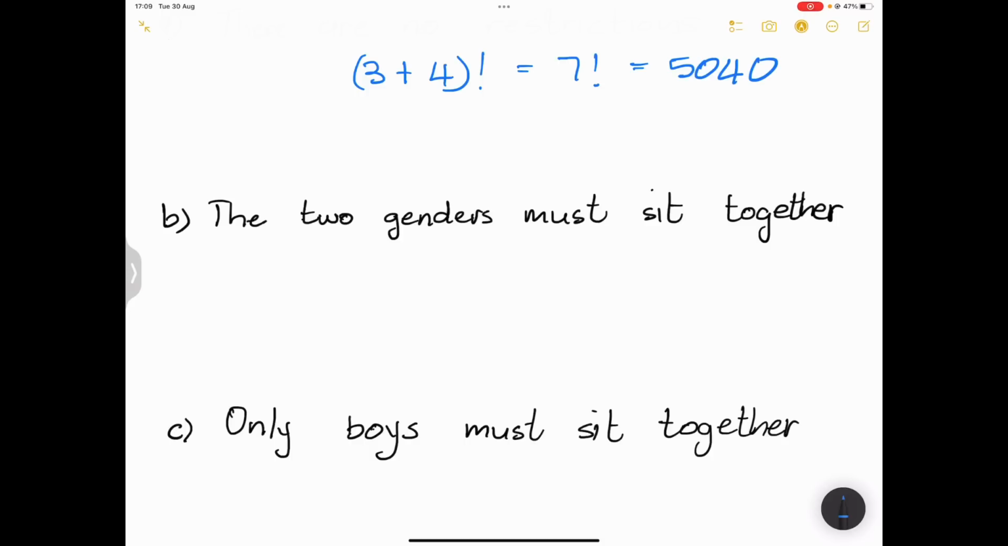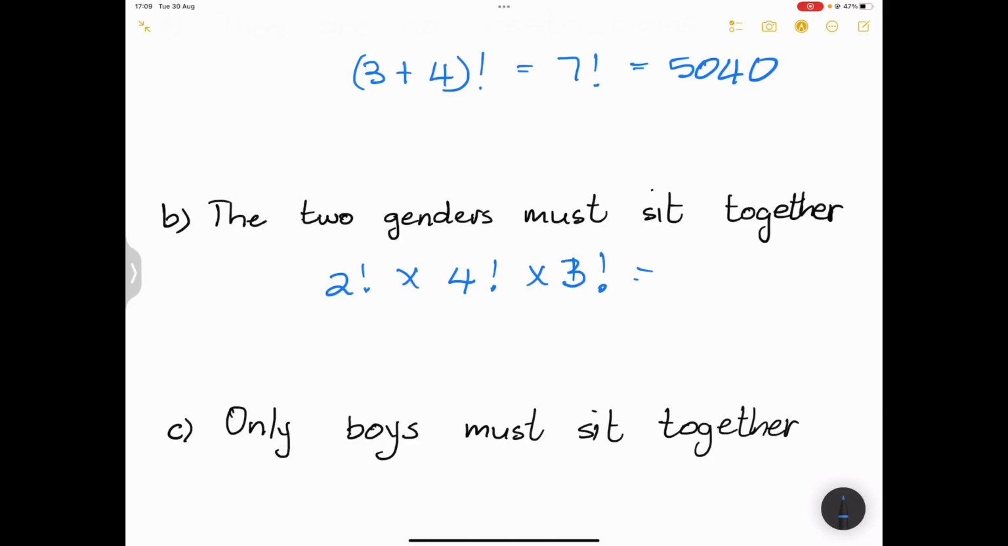So in this case, what we're simply going to do is say, well, it's going to be 2, or you can say 2 factorial, multiplied. So this is the number of genders that we have, right? Multiplied by the number of boys. In this case, that would be 4, okay? And multiplied by the number of girls, that's 3 factorial.